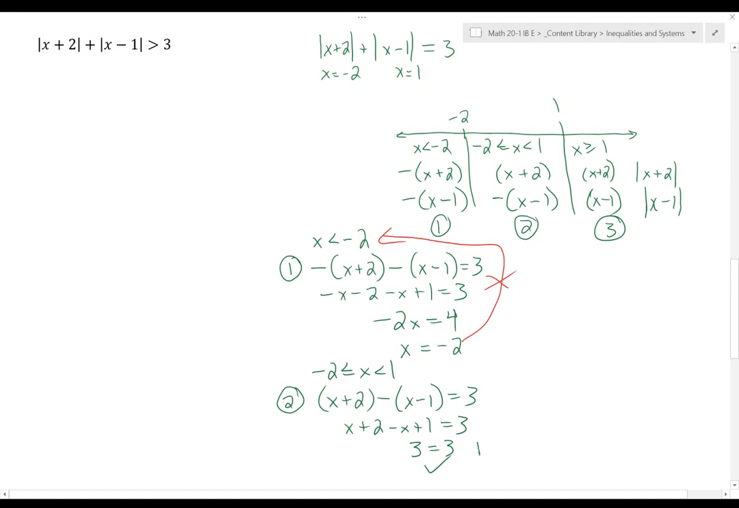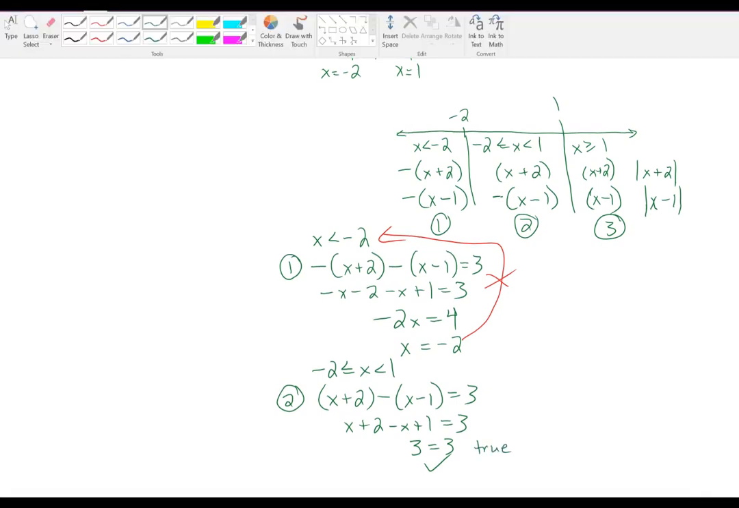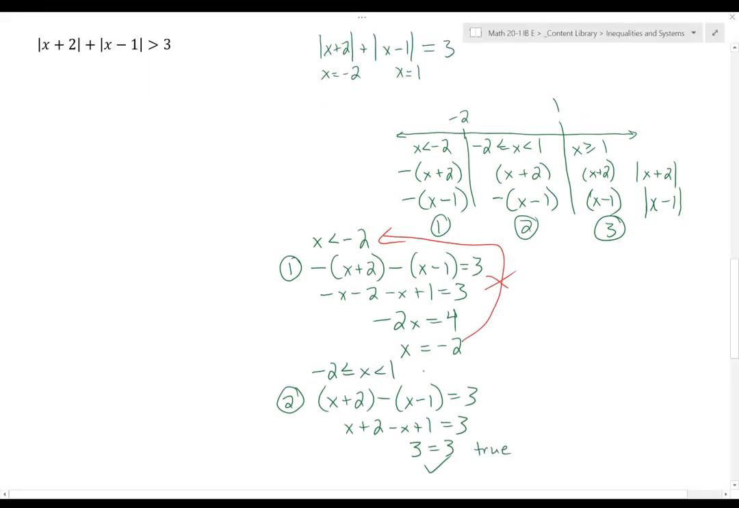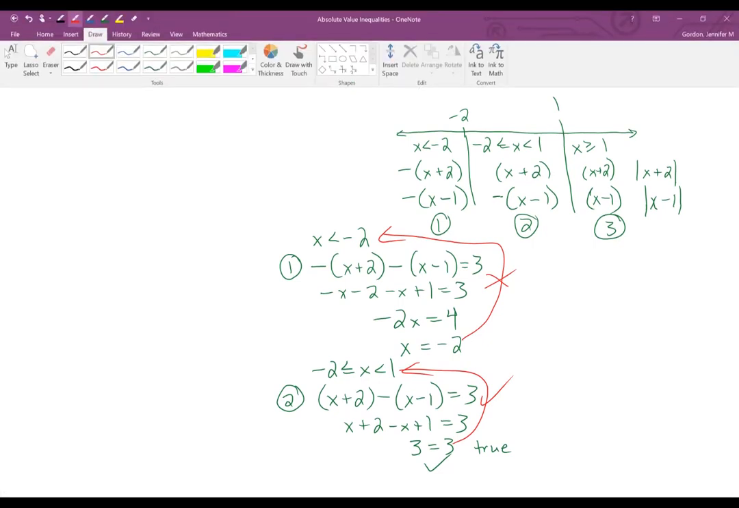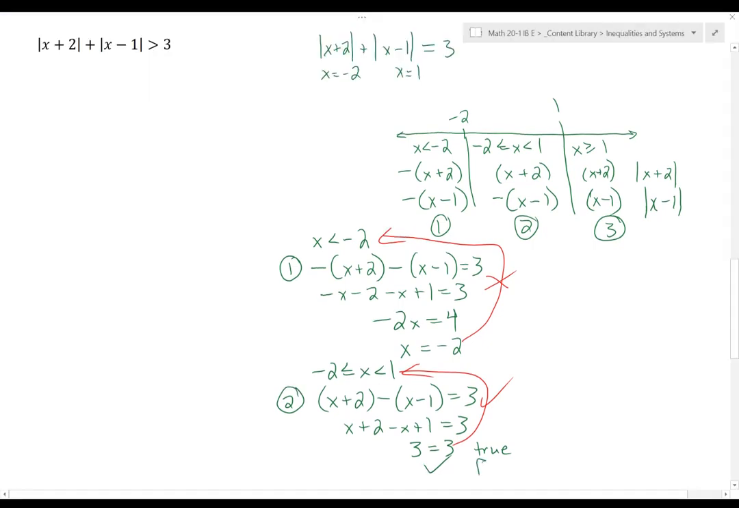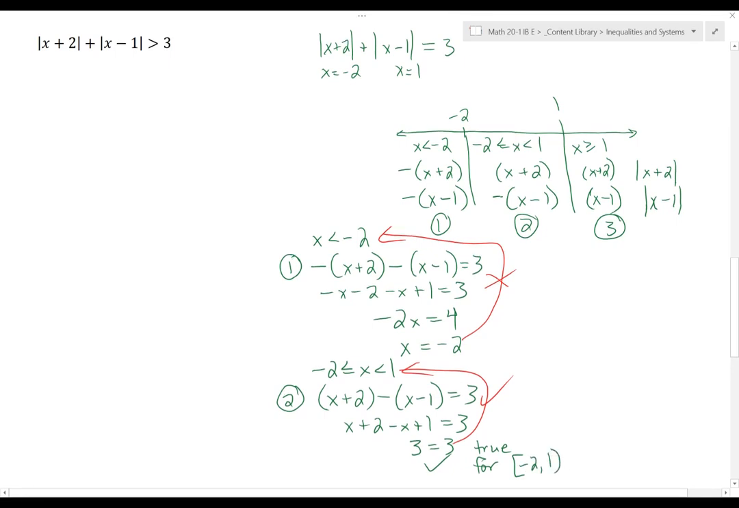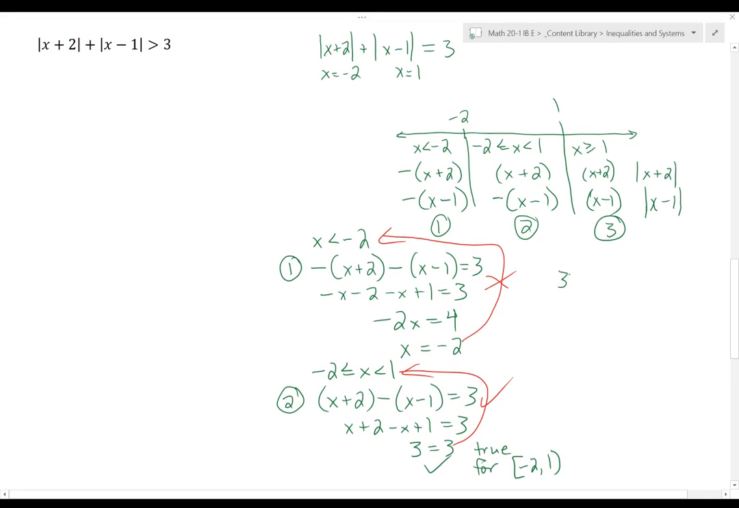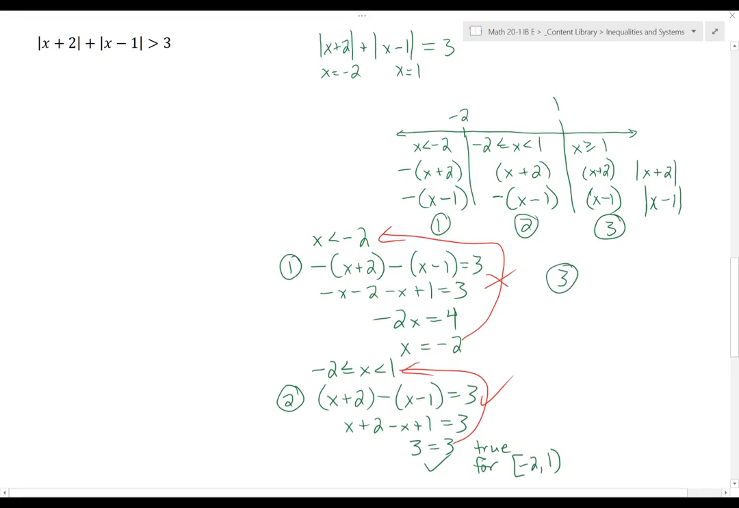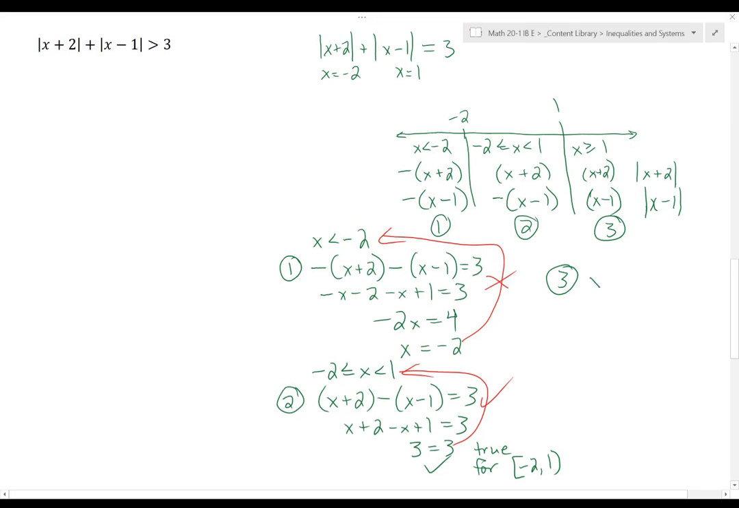So this one is true for the whole interval. So true for the interval from negative 2 to 1. Now, again, not including the 1, but this leads me very heavily to suspect that in the third equation, I should get x equals 1 as my answer. So let's go ahead and see if this is true.